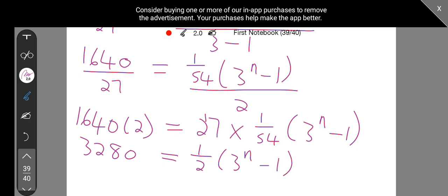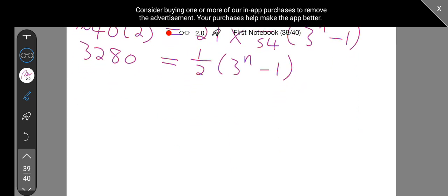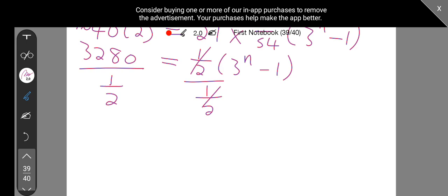So what we're going to do here is we are trying to get this thing on its own so that we can apply logarithm. So we're going to divide both sides by 1 over 2, the one which is attached to the 3 to the power of n minus 1. Here the half cancels the half, and this side we have 3280 divided by 1 over 2, and that gives us 6560. So here it's 6560 is equal to 3 to the power of n minus 1.